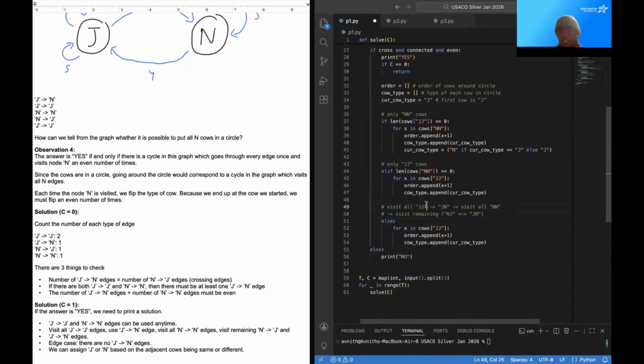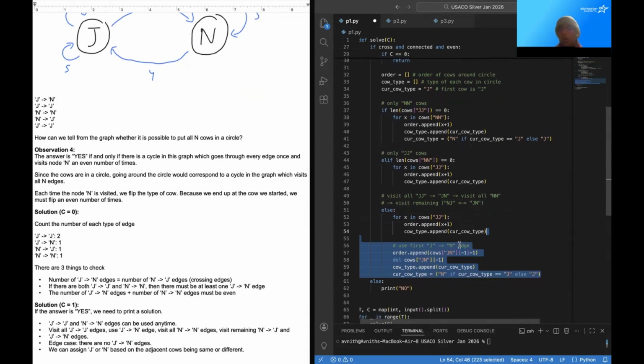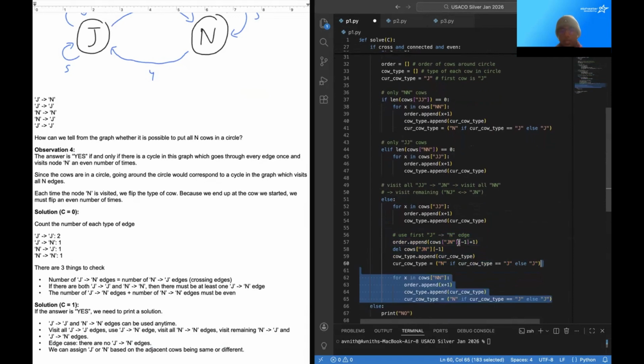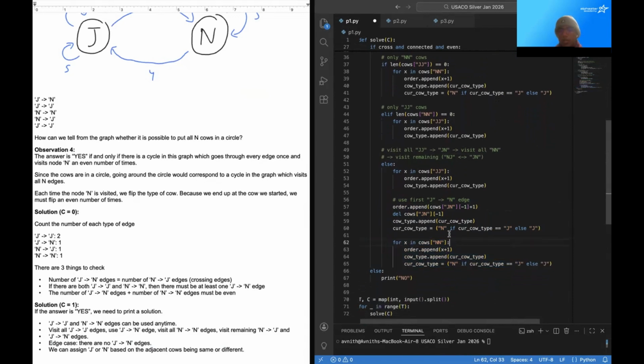We're going to visit all j to j edges. Then we're going to go from j to n. We're going to visit all n to n edges. And then we're going to visit the remaining n to j and j to n edges. So first we visit all the j to j. Now we're going across using the first edge from j to n. Then we process all the cows that go from n to n on that self loop. In both these cases, since we're visiting n, we're flipping the cow type.